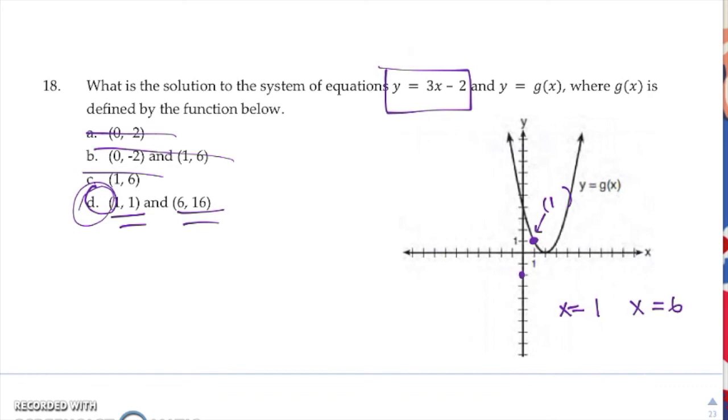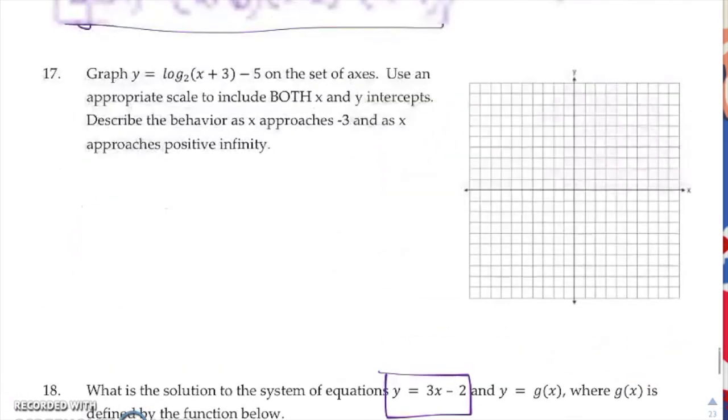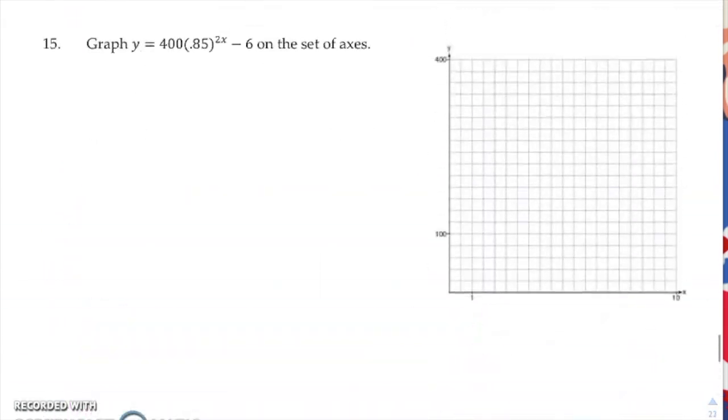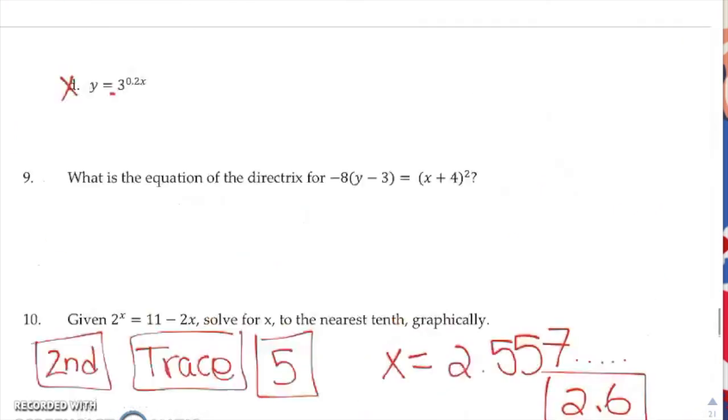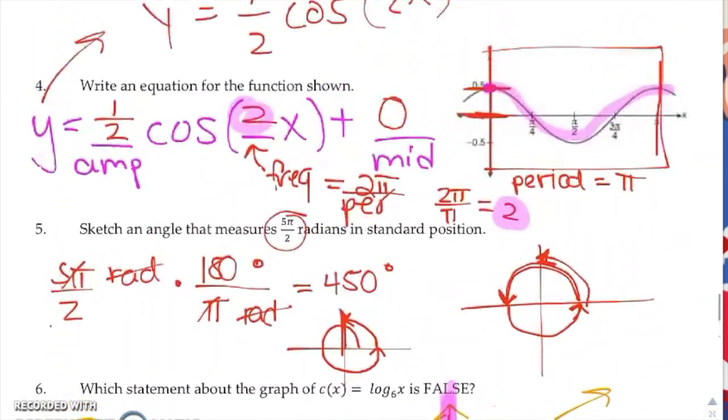Okay? So this should be a quick summary of graphing. Make sure you're labeling scales. Make sure you're labeling axes. Make sure you're putting closed endpoints or open endpoints, depending on what they ask you for. And you guys are going to be great.